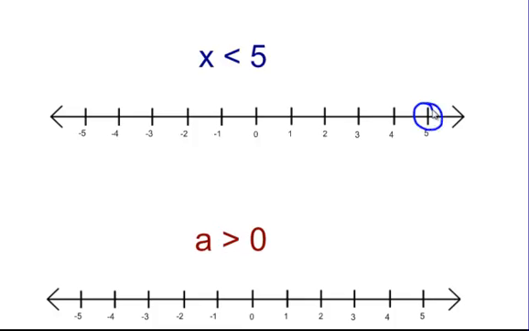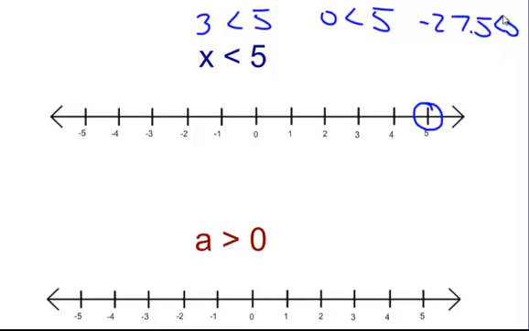And here's how I like to explain it. X can't be 5, because 5 is not less than 5, so it has to be an open circle because it can't be that. Now, we have to put an arrow exactly where x is at all times. So what could we plug in for x? Well, we could plug in 3, because 3 is less than 5. We could plug in 0. 0 is less than 5. We could plug in negative 27.5, because negative 27.5 is less than 5.